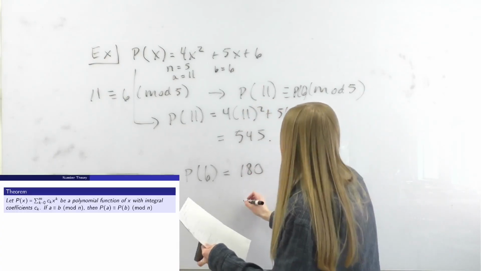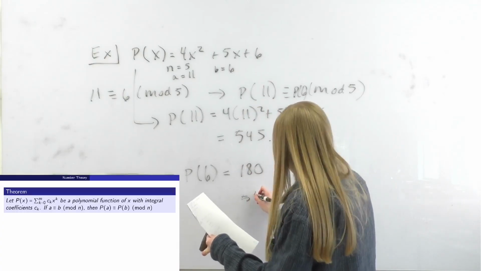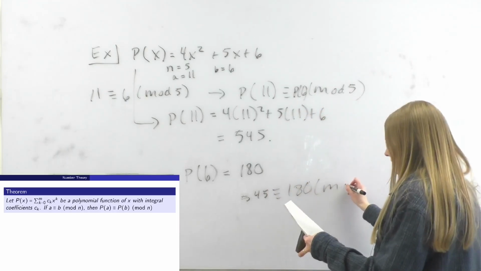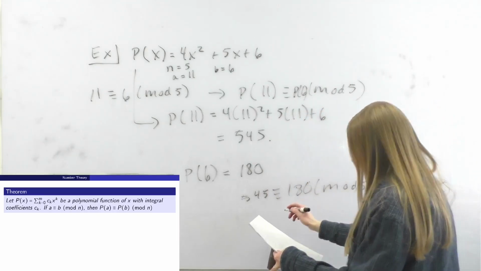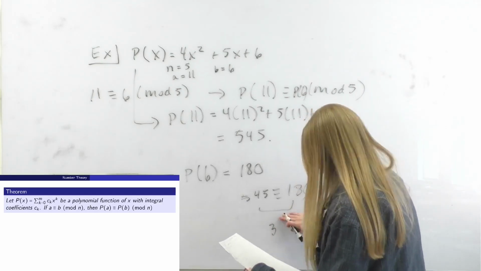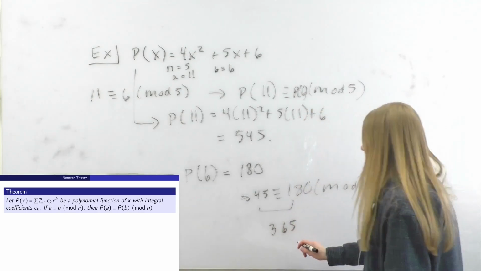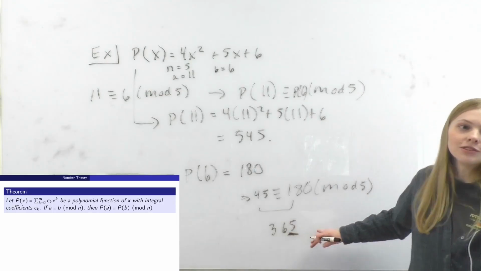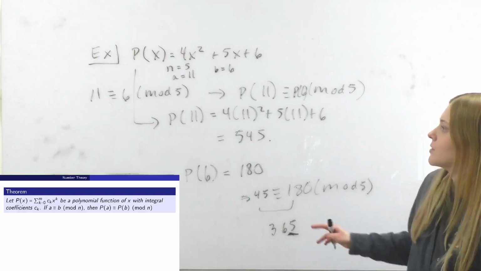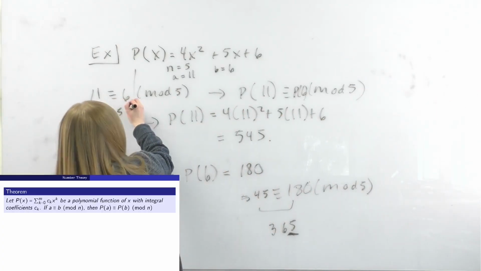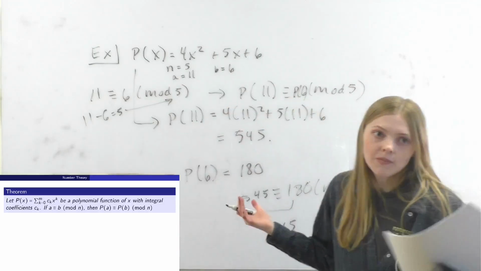And you will find that 545 is congruent to 180 mod 5. If you subtract these, it's 365. And we haven't proved it yet, but our divisibility rules tell us this is divisible by 5. And this is very obviously 11 minus 6 is 5, so it's definitely mod 5.